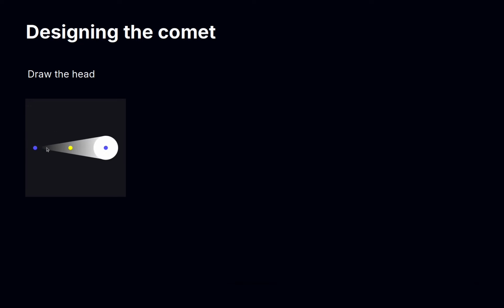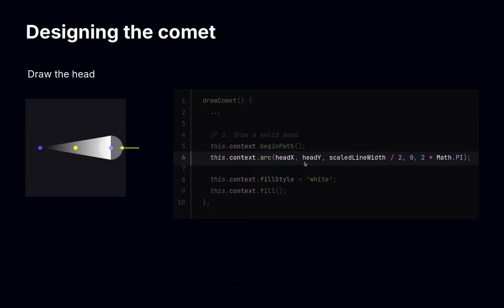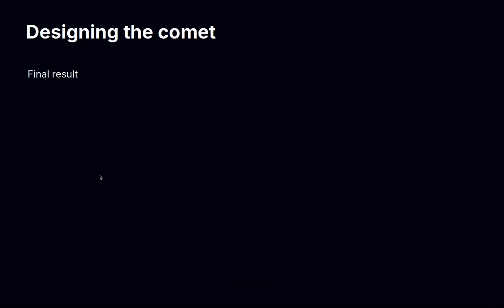Okay, so finally we can add the head to complete the meteor. So let's see how we do this. Again, we use begin path. We already have the coordinates for the head point. We use the arc method. We have talked about this before. So the point will be the head. We have the radius, which should be the half of the width, and we have 0 to 2 pi in order to draw a full circle. And we use white as the fill color.